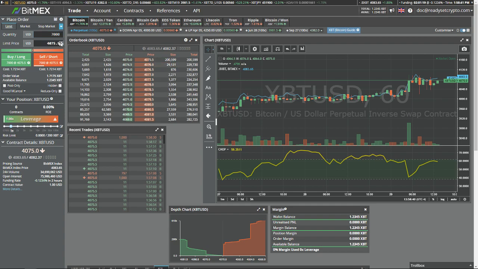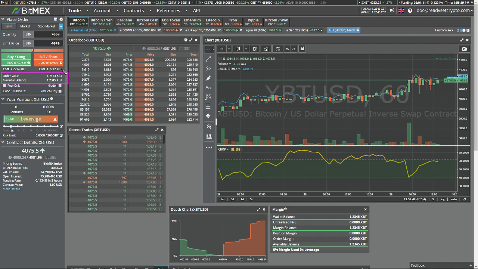Okay, so limit price is 40.76. There we go. We're almost ready to buy long, but wait a minute. Wait a minute here. I can't do it. Look at this. Order value is 1.7173 XBT. And the actual cost is slightly above that. The cost is 1.72 because of commissions. Yes. Uh-oh, I can't afford the entry.